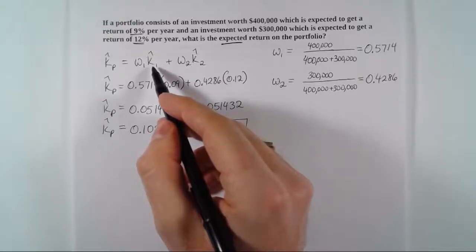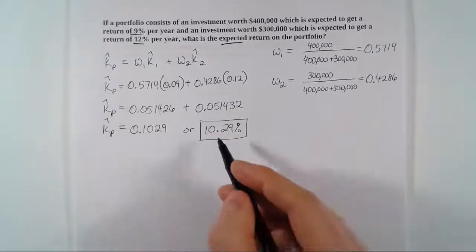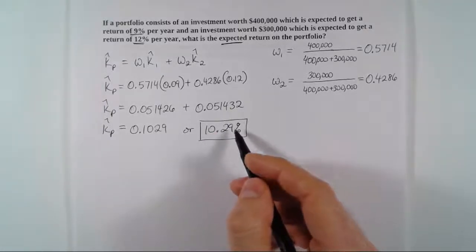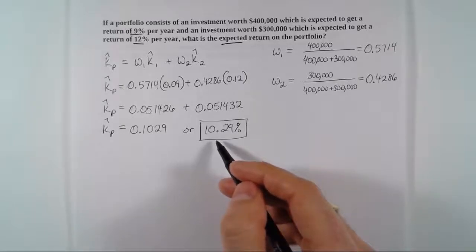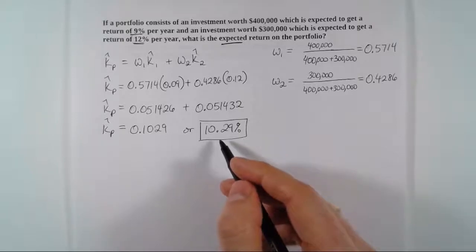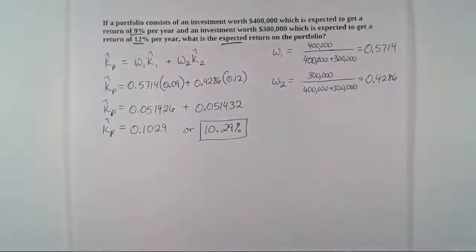So because those 9% and 12% numbers are not the only possible outcomes, this 10.29% is merely what we expect to get on average with this portfolio, but we don't actually know for sure if that's what we're going to get. And if this was a real scenario, you would find out after the year had gone by what you actually wound up with. So at this point, I recommend that you try this type of calculation on a few other problems and see how you do.